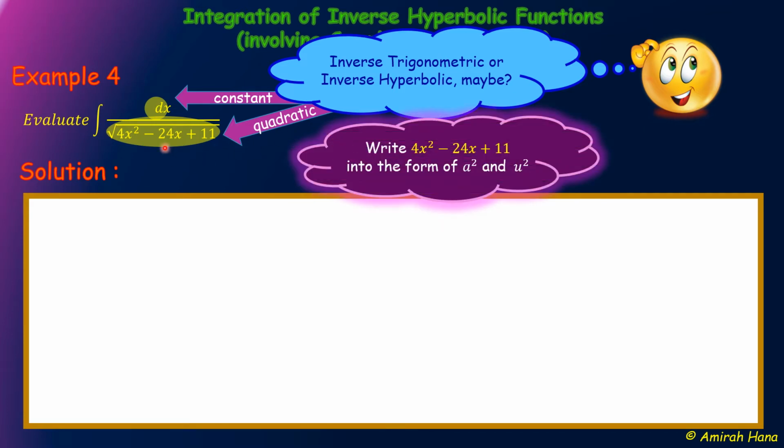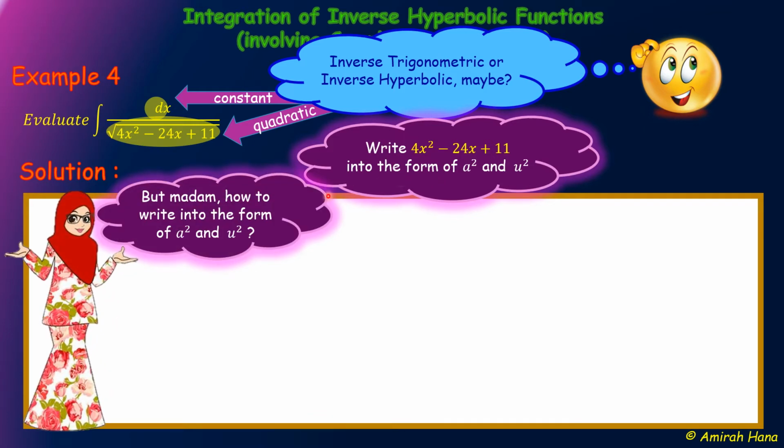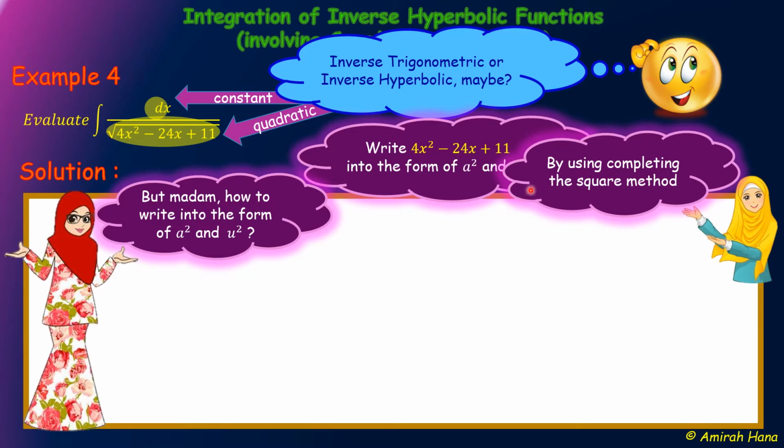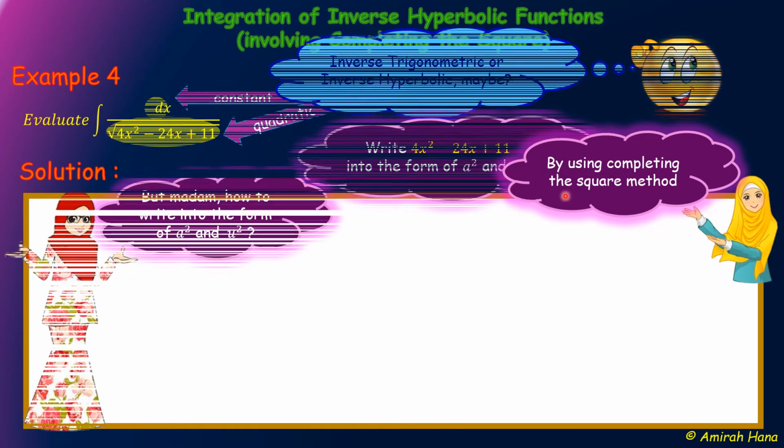So now we need to write 4x squared minus 24x plus 11, the quadratic function inside square root symbol, into the form of a squared and u squared so that we can compare with the given formula in appendix. So how to write into the form of a squared and u squared? By using completing the square method.